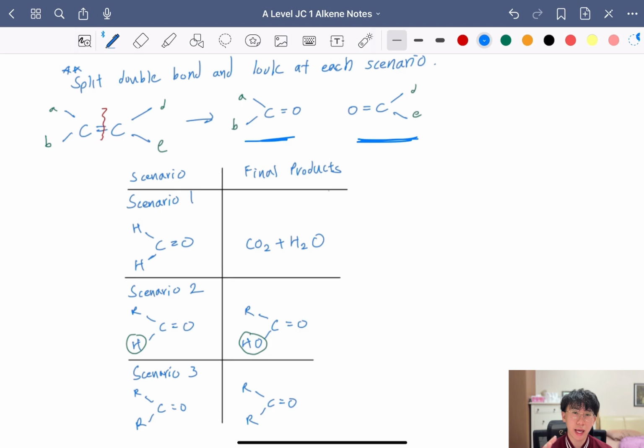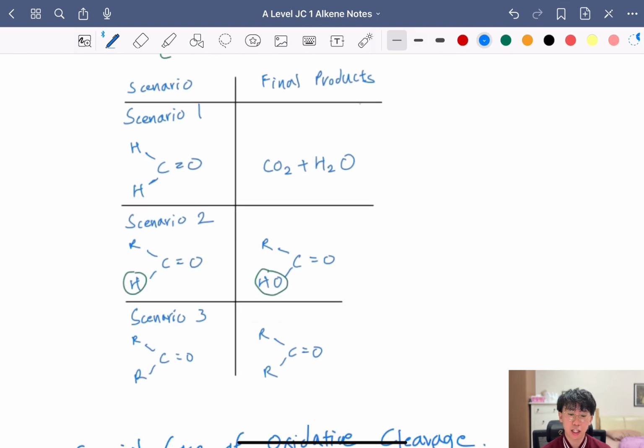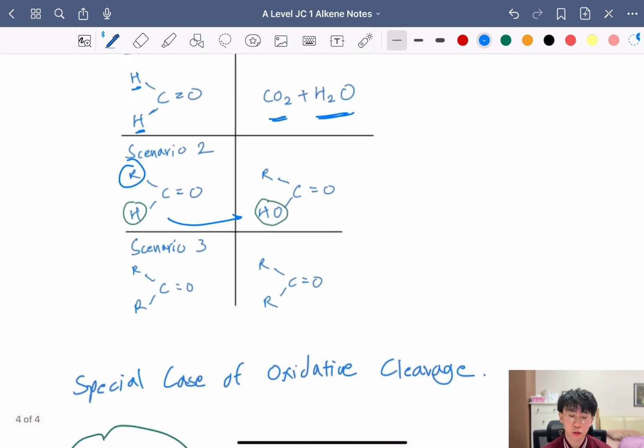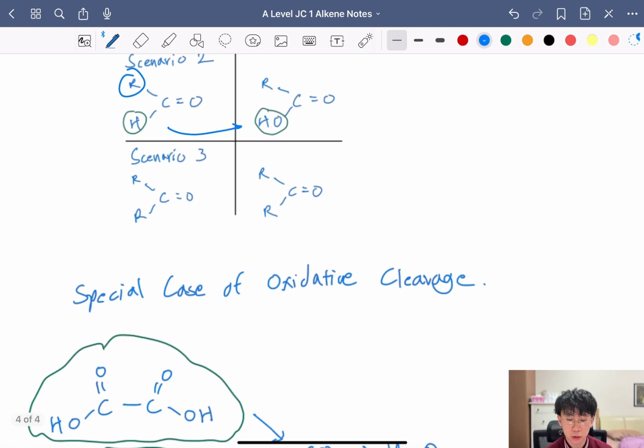Now depending on what A and B are or what D and E are here, this is how you would predict the different products that come about. So in scenario 1, if A and B are H and H, so it's only H's, this will automatically become CO2 and H2O. Now if there's one R group, you will get a carboxylic acid. The H will just become an OH. And then for scenario 3, if both are R groups, they're not going to be further oxidized and you're left with a ketone.